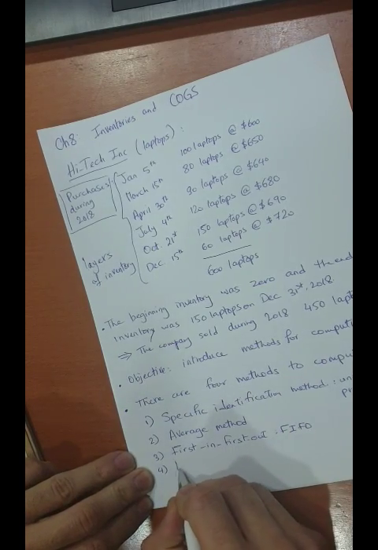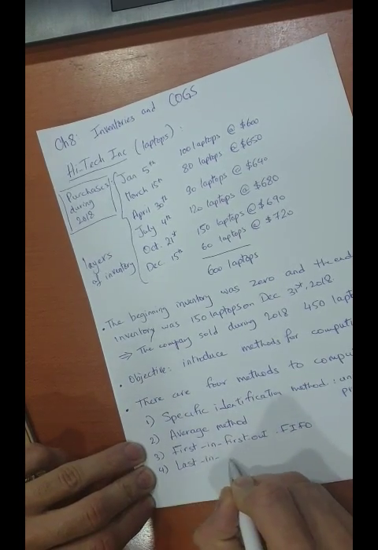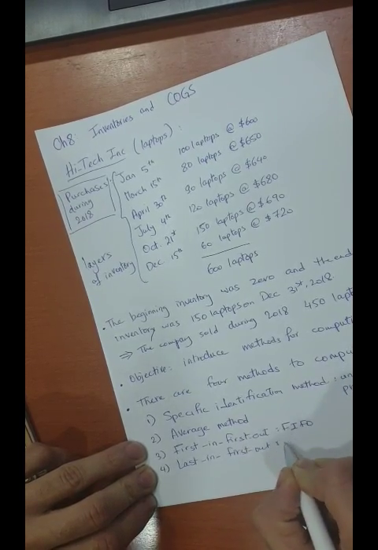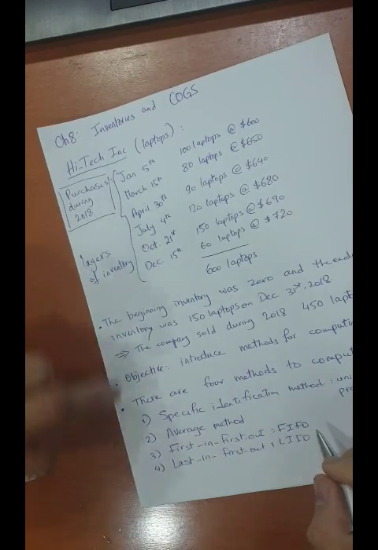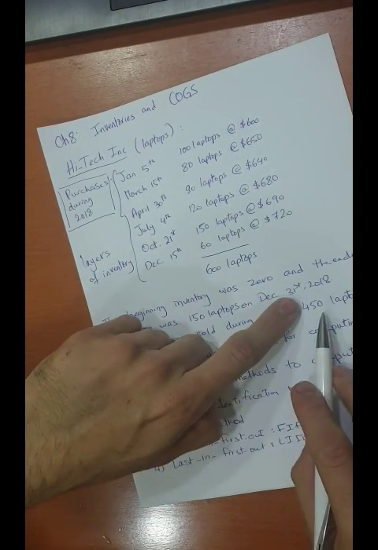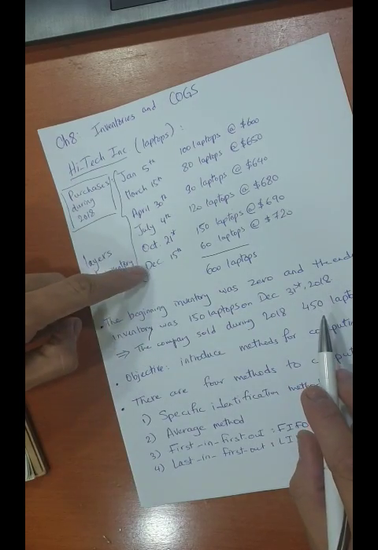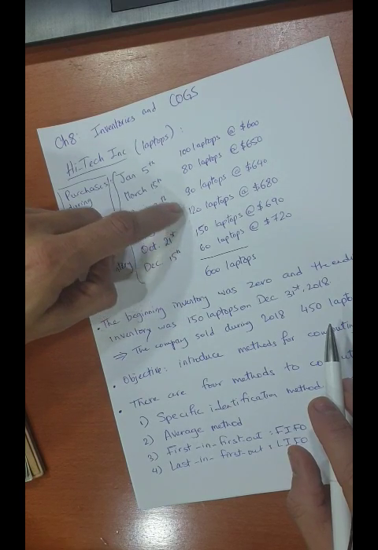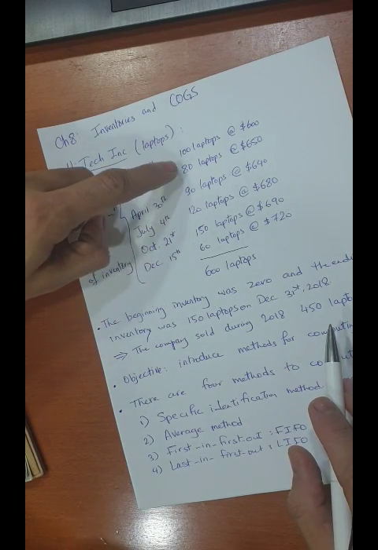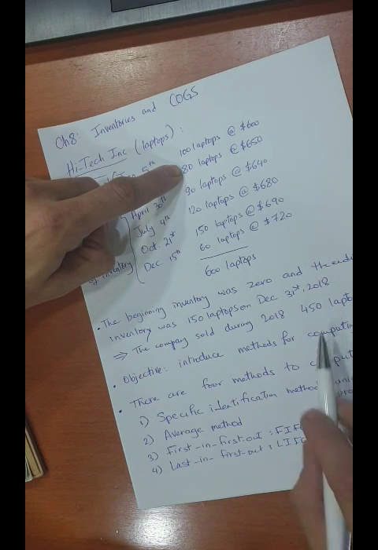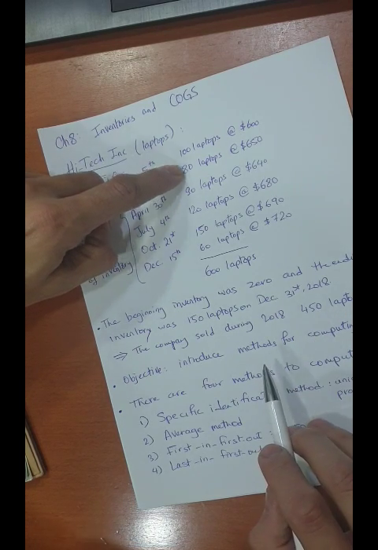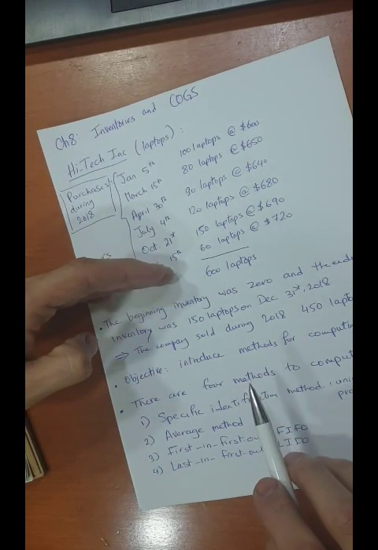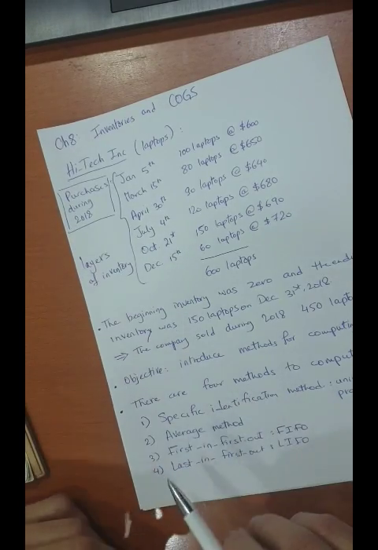The other one is the last in, first out, which is the opposite, or LIFO. So last in is the first out. So to sell these 450 laptops, you start counting from here. 60, 210, 330, 410, and we're still left with 40 to reach the 450. So you'll take the 40 from this layer. So last in, the last that came into the warehouse, is the first item that is released or sold.